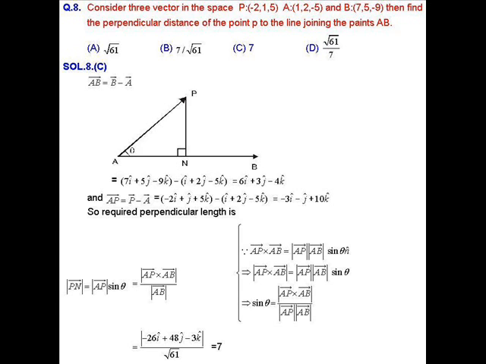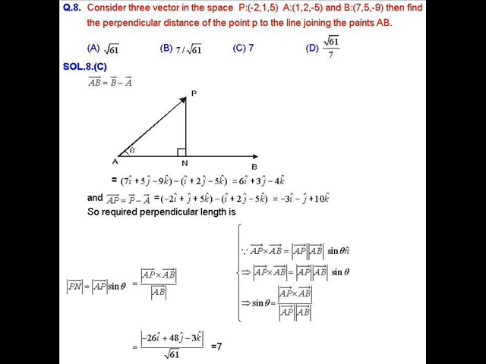Then, as we see in the figure, APN is a right angle triangle. So we can use the Pythagorean theorem here, or we know sin theta is equal to the magnitude of the PN vector divided by the magnitude of the AP vector. That is, the magnitude of PN is equal to the magnitude of AP times sin theta. Here PN is our required length.